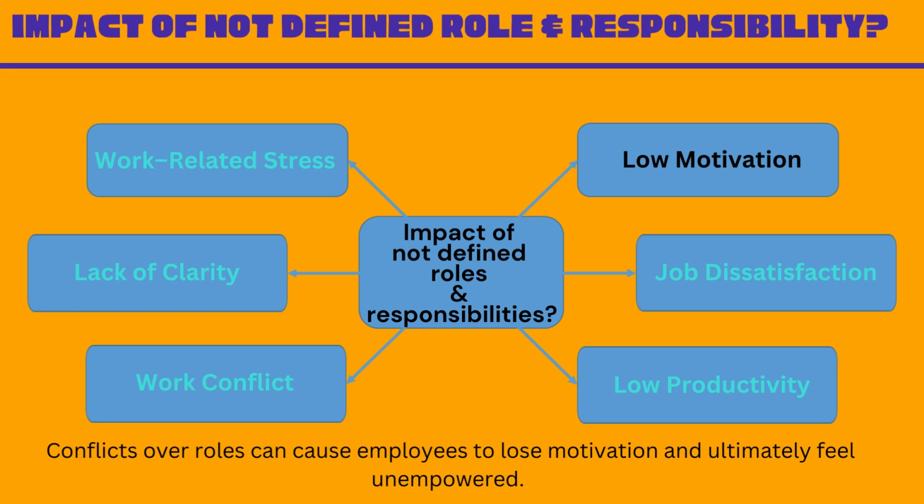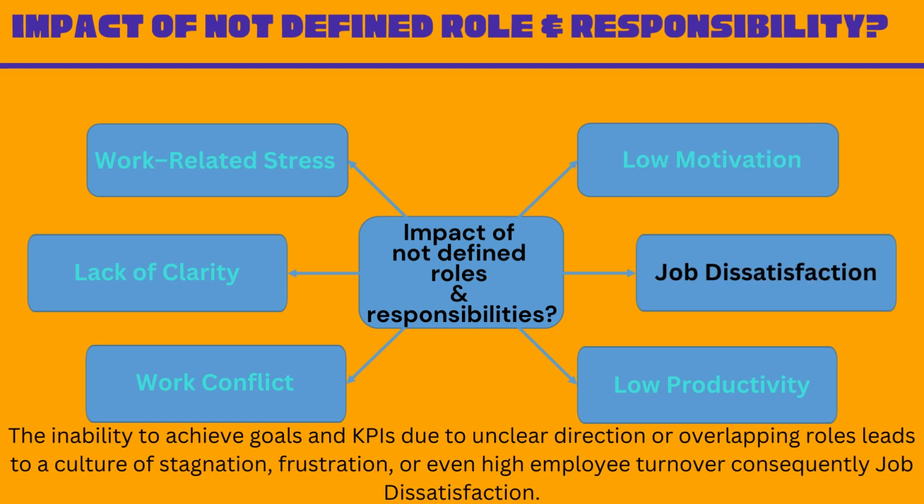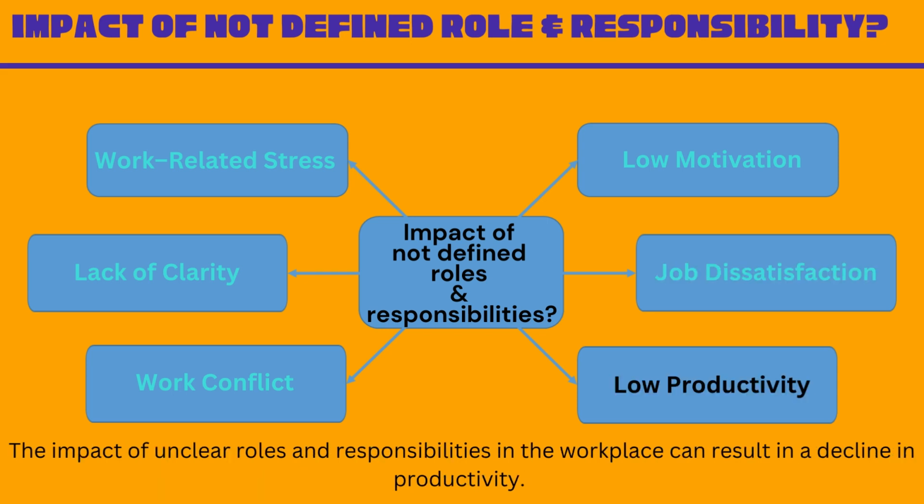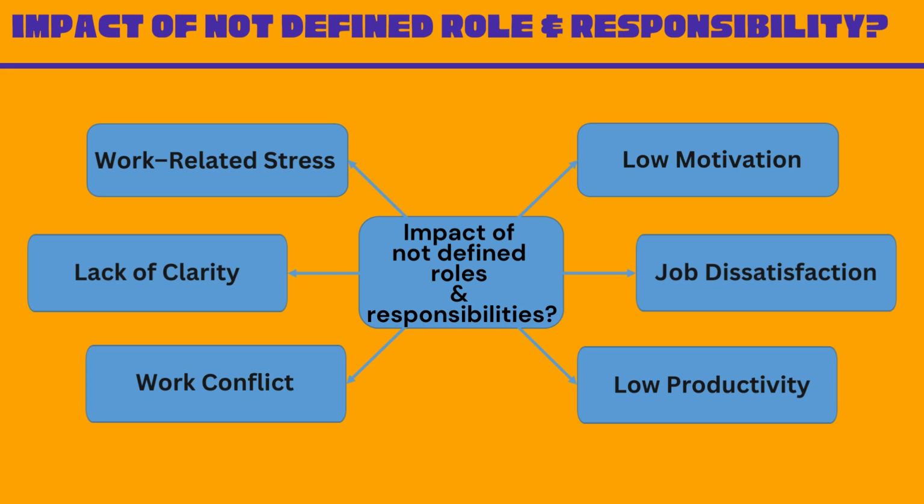4. Low motivation. Conflicts over roles can cause employees to lose motivation and ultimately feel unempowered. 5. Job dissatisfaction. The inability to achieve goals and KPIs due to unclear direction or overlapping roles leads to a culture of stagnation, frustration, or even high employee turnover, and consequently job dissatisfaction. 6. Low productivity. The impact of unclear roles and responsibilities in the workplace can result in a decline in productivity.